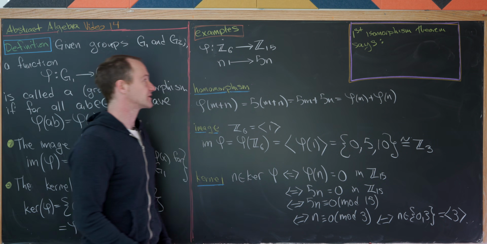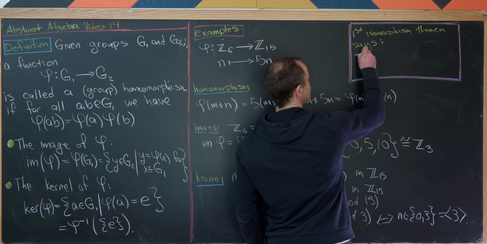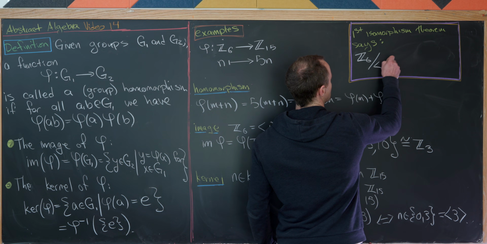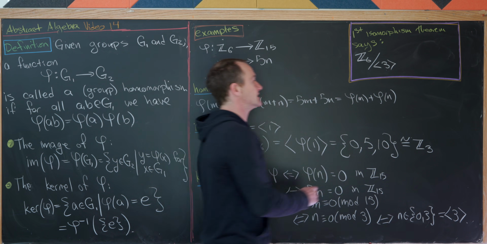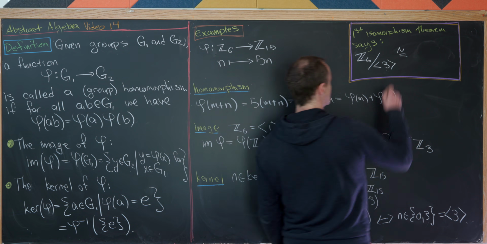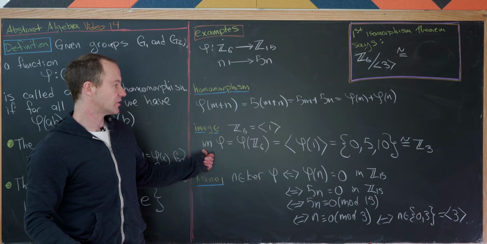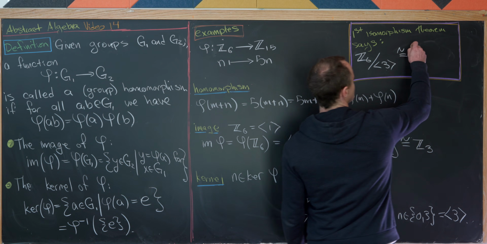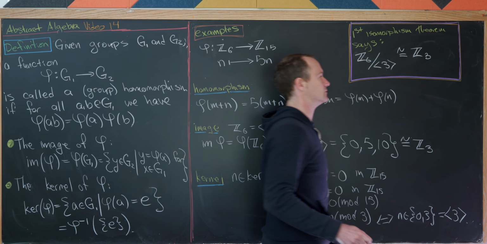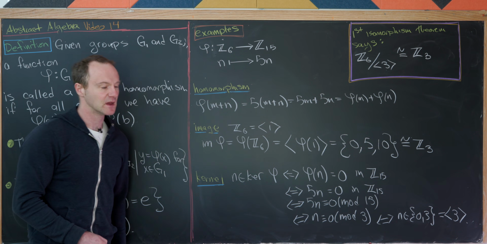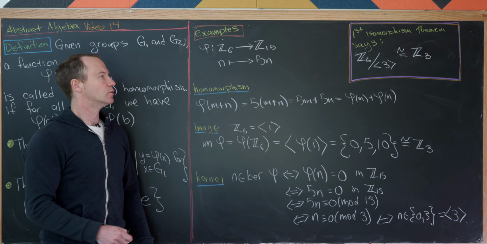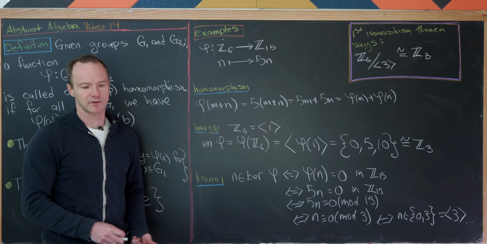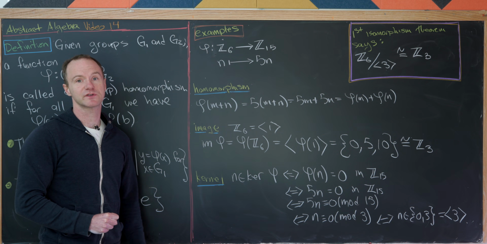Okay, so now the first isomorphism theorem in this case says that Z6 mod the subgroup generated by 3 is in fact isomorphic to the image, but we just showed that the image was isomorphic to Z3, so this is isomorphic to Z3. There's actually a more general way of talking about this, which we will do in an upcoming video. Okay, now I'll leave you with some warm-ups.